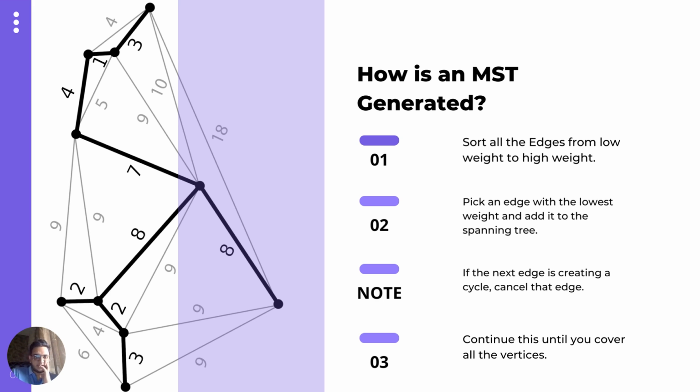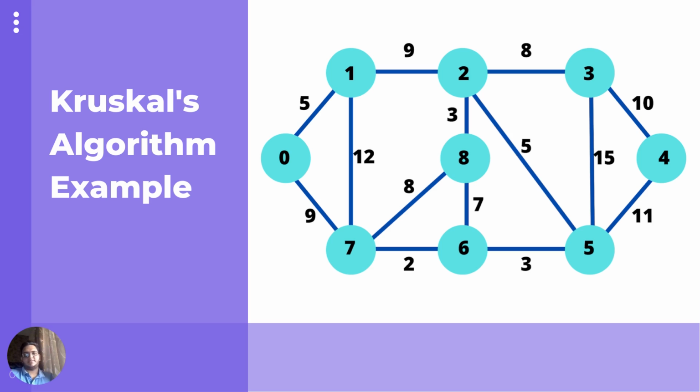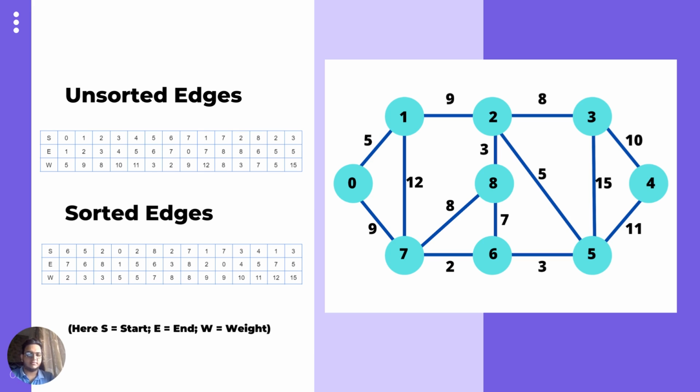Now let's see this with the help of an example. Consider the following figure. There are 9 vertices, so the smallest spanning tree will have 9 minus 1, equals 8 edges. Now we have to arrange the data set. First, the original data set would look something like the figure which we have shown, the unsorted edges, and the sorted edges would look something like the second figure. Here, S is the start, E is the end, and W is the weight.